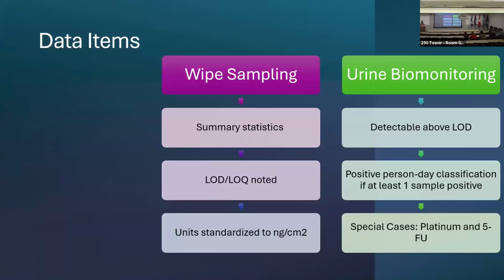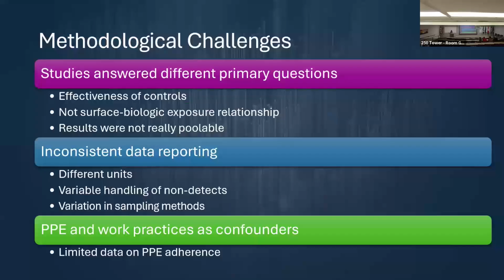And then, as I said before, they classified the result as a positive person day if at least one of their urine samples was above this limit of detection. And then they had to treat platinum and a different anti-neoplastic drug slightly differently, because the way that they monitor for it is they monitor the metabolite of the drug instead of the parent drug itself.